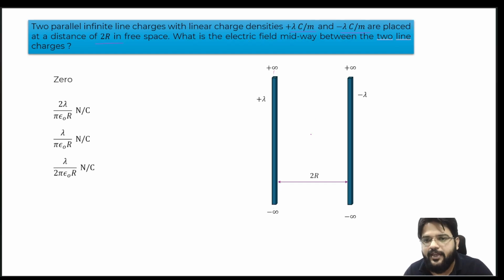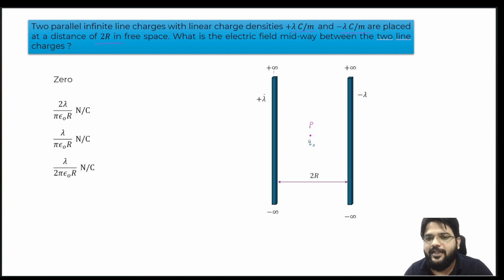So let's suppose here we have one point P, and it is present in between these wires. And at this point we want the net electric field. This is the question, everyone. So we can do it here. First of all we will put a test charge here. From the test charge we will get the direction of the electric field at this point P.